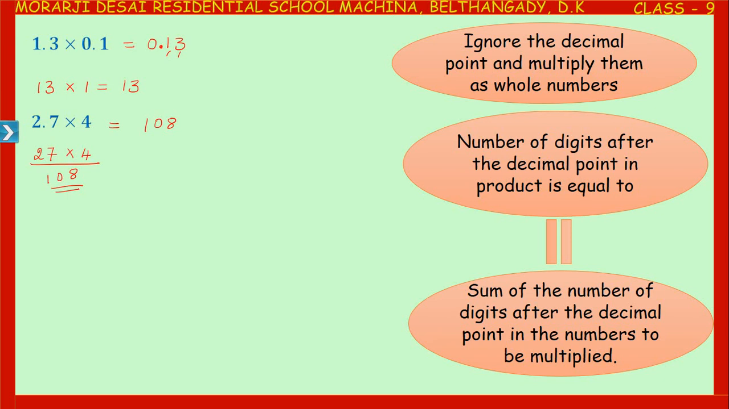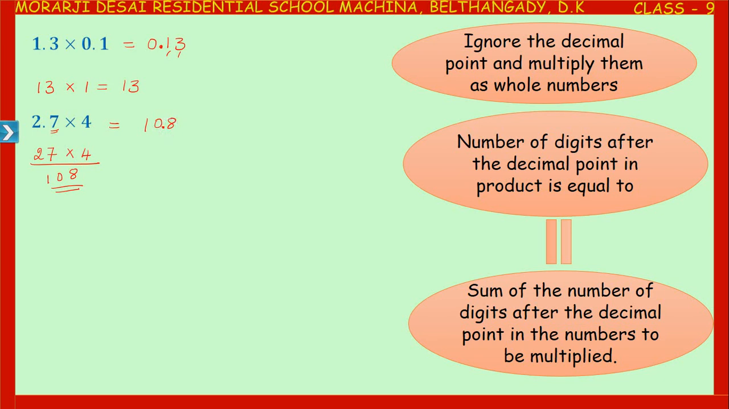To put the decimal point, see the numbers to be multiplied. We multiplied these two numbers. In the first number, there is one digit after the decimal point. In the second number, there is no decimal point, so no digits after the decimal point. So in the answer, there should be one digit after the decimal point. Where to put the decimal point? That is before 8. That is 10.8 is the answer. See here, one digit after the decimal point in the numbers to be multiplied. In the answer also, one digit after the decimal point.